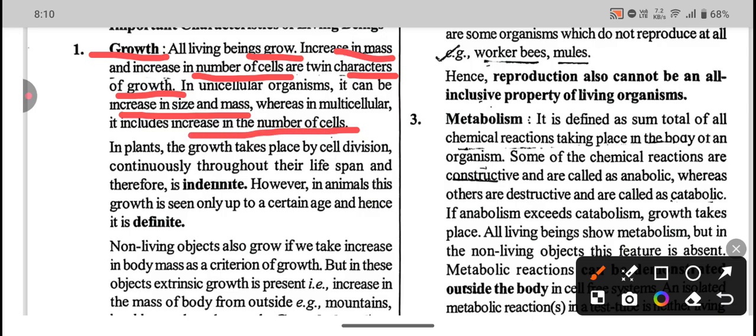In unicellular organisms, the increase in cell size refers to growth, while in multicellular organisms or eukaryotes like plants and animals, growth is characterized by cell division. The cells divide continuously throughout their lifespan and therefore growth is indefinite. So in plants and animals, we can see growth as the division of cells.